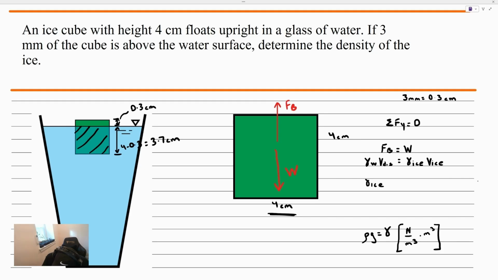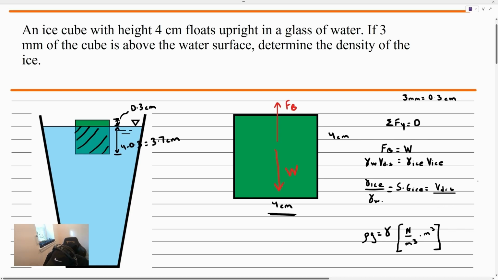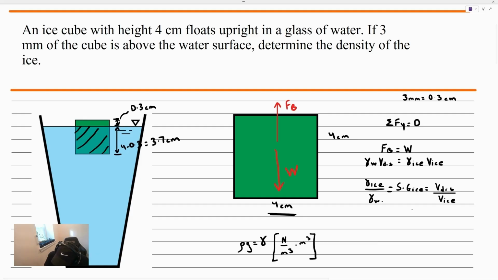Gamma of ice divided by gamma of water is just equal to the specific gravity of ice, from those definitions that we were referring to before. Once we have the specific gravity of ice, what we know is that that's equal to the volume of the displaced fluid divided by the volume of that ice cube. Now again, thinking about the volume of the displaced fluid, it's equal to 4 squared, that's this base, times the depth times the height, that is this 3.7 centimeters here.